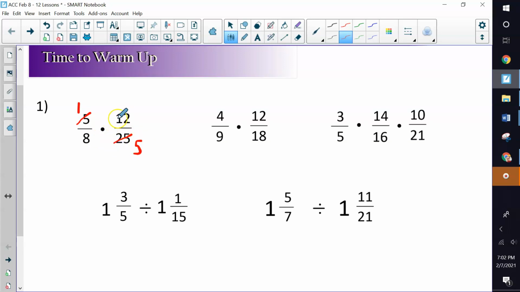And 8 and 12 also have a common factor. We could divide both of them by 4. You could also divide both of them by 2, but we'd have to do that twice. So here we're dividing by 4, and we get 3 and 2 down here. Now we have very simplified fractions, and it's easy to multiply these. 1 times 3, and then 2 times 5. We don't have to worry about simplifying our answer because we've already simplified our problem.